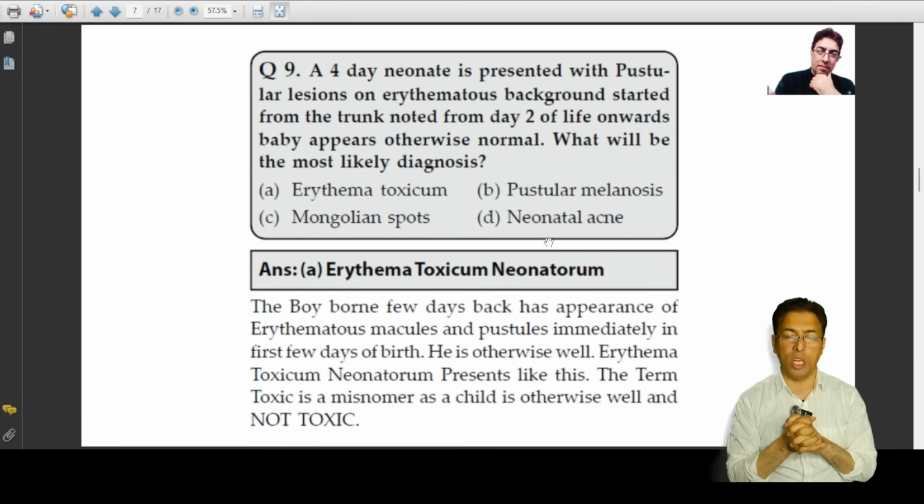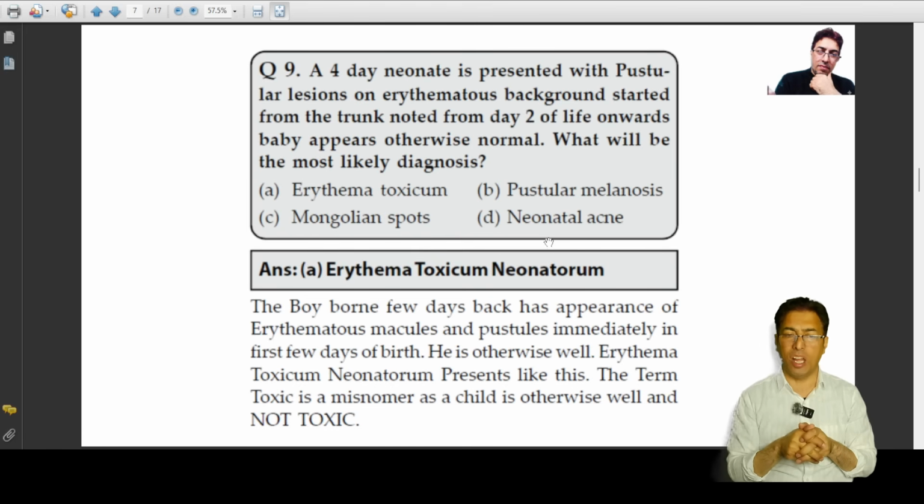Now, very important question. You have to remember that there are certain things which are misnomers. For example, if the answer to this question is erythema toxicum neonatorum, a big term, you may get frightened. But basically erythema toxicum neonatorum is a misnomer, because the child is not toxic, and this is not that rare an entity. Neonates usually present with pustular lesions with erythematous background, and it is an almost completely benign condition which appears within the first few days of birth, and might go away on its own without any active intervention.